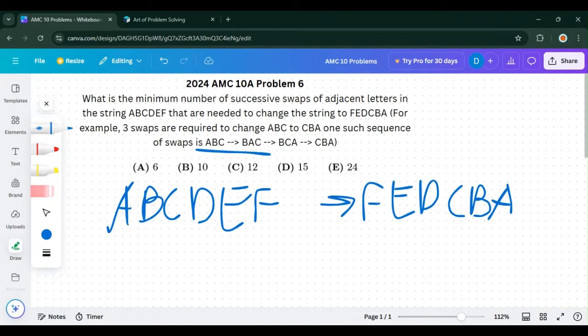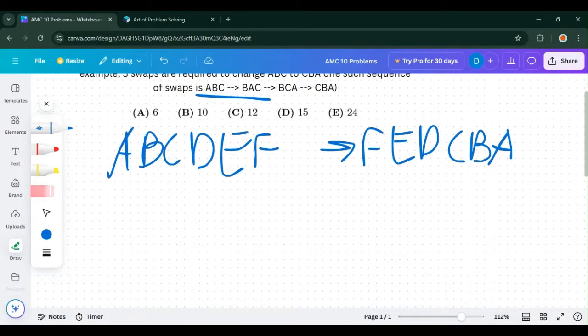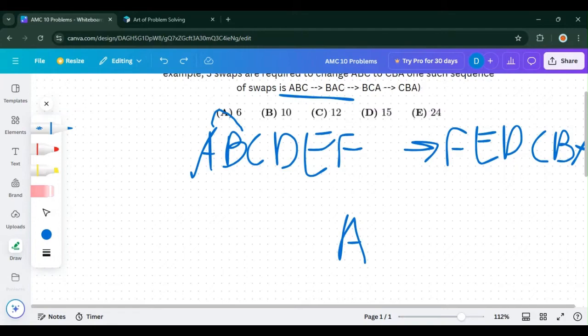So we have 6 letters now, but for A, we still have the same destination. We want it to move to the rightmost position or the last position, basically where F is right now. And so that will take one in between. The first move will move A in between B and C. The second will move A between C and D. The third will move A between D and E, and the fourth move would be in between E and F, and then all the way to the final position.